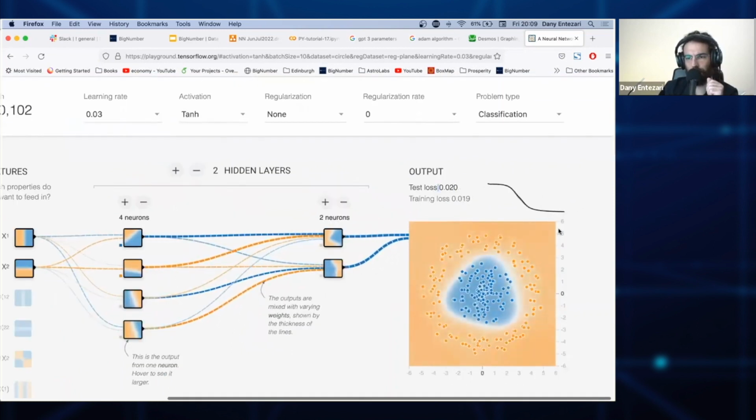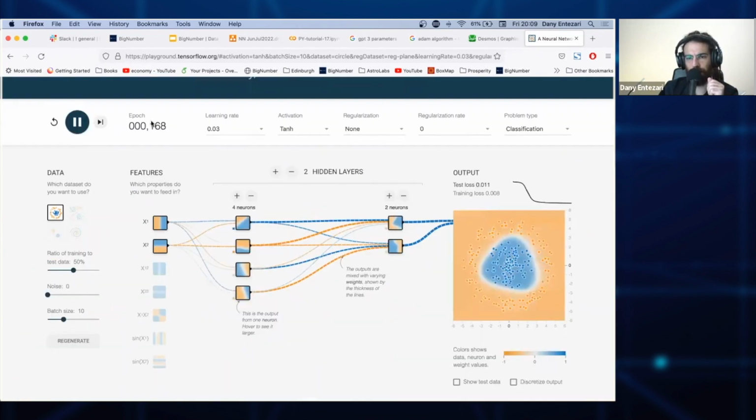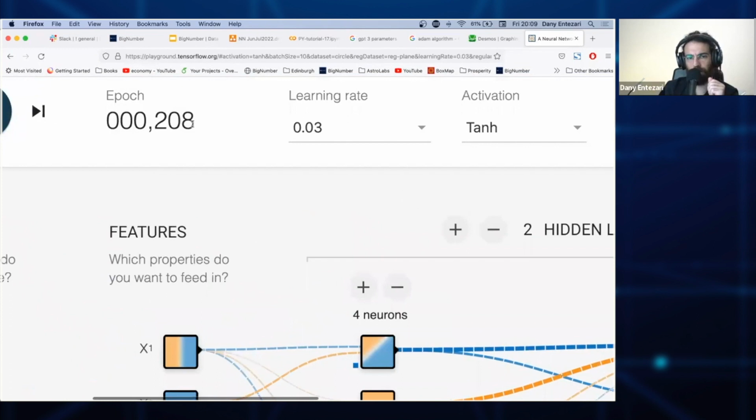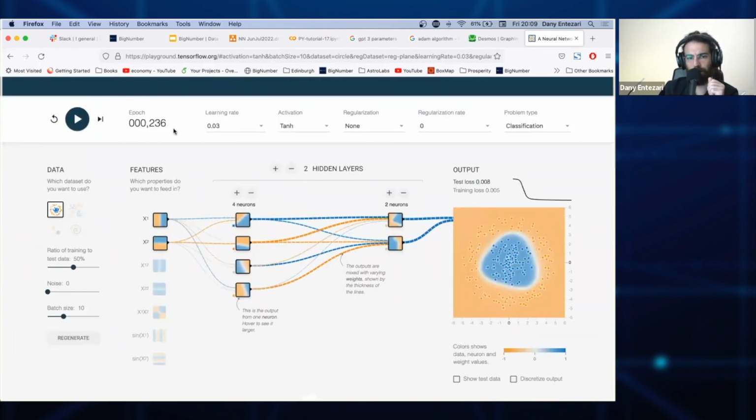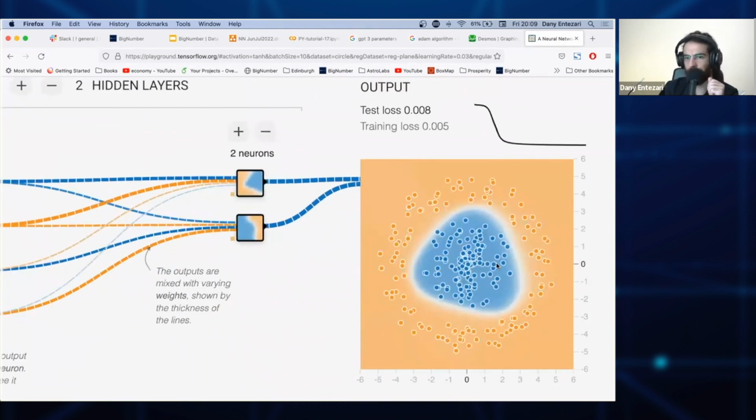You see how it has climbed down? It is getting closer and closer to 0. We are now at how many epochs? 100, 200. I'm going to hit pause. 236 epochs. Watch what has happened. You see these boundaries? These are formed by those 4 ReLU functions.